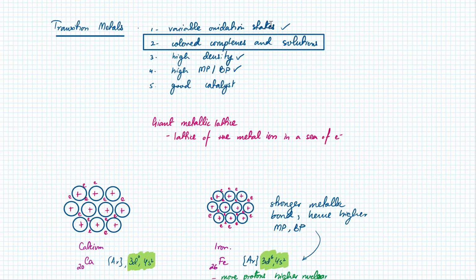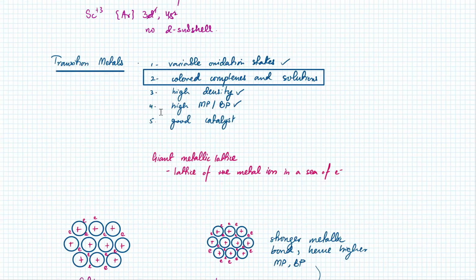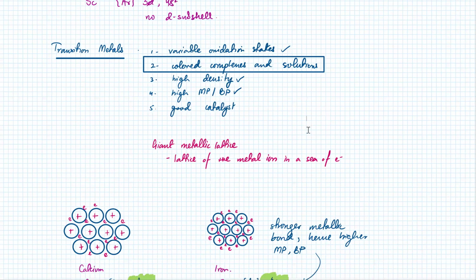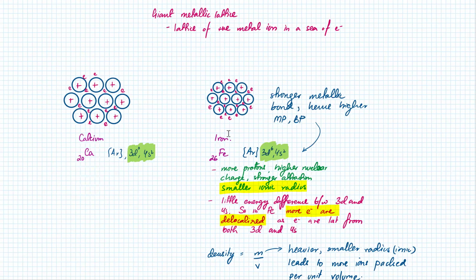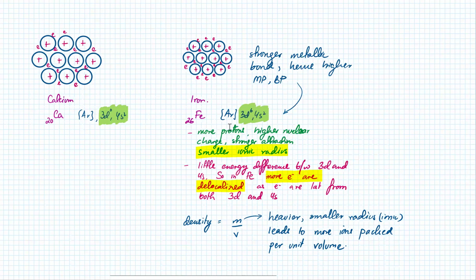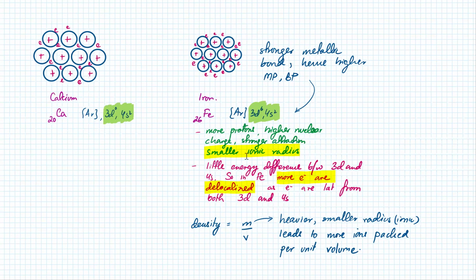So in the last class, we discussed variable oxidation states, high densities, high melting and boiling points, and good catalysts. We've already done that before. The first thing was that they had metallic bonds. They were all metals. Why did they have strong metallic bonds? The first thing, they had a smaller ionic radius. Why? Because they've got more protons, so there's more attraction for the outer electrons, which is why the ion size is smaller.